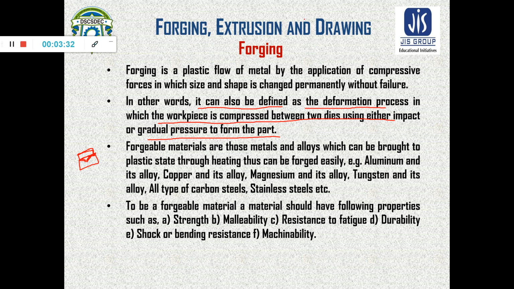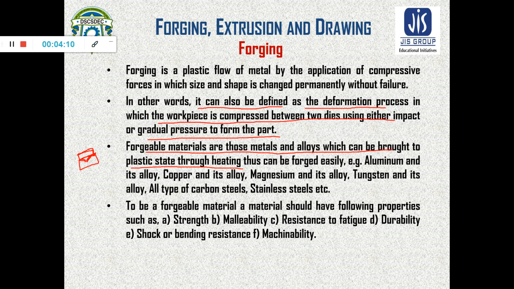Now, not all materials are forgeable. So what are the forgeable materials? Forgeable materials are those metals and alloys which can be brought to a plastic state through heating. Materials with a lower transition temperature can be used as forgeable materials. So forging is a process of giving shape to the material at its semi-solid state.